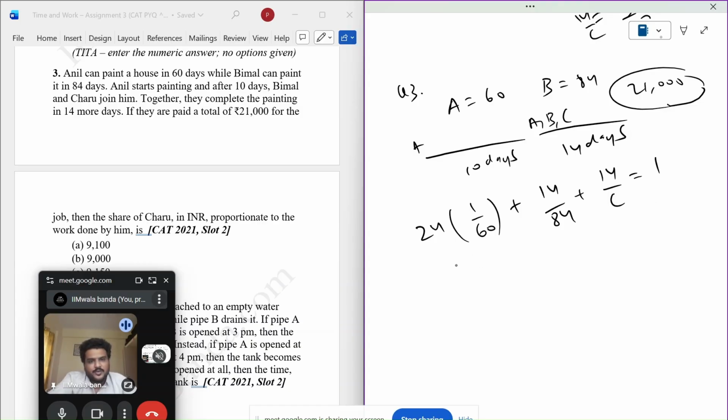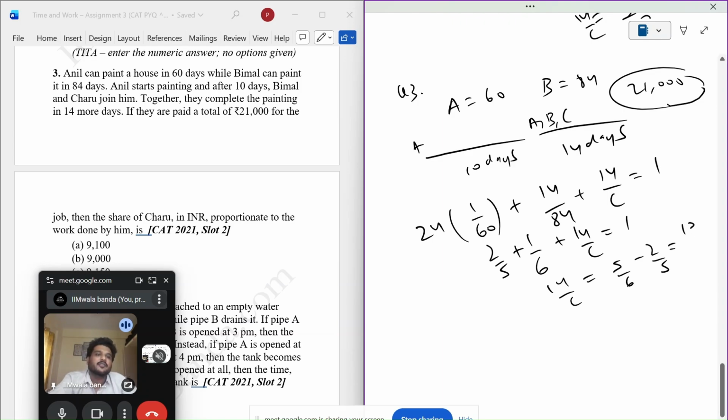So let's solve it. There's no other way. 6, 12, 18, 24. So this is basically 4 by 10 or 2 by 5. 14 by 84 is 7 by 42 or 1 by 6. So 14 by C is 5 by 6 minus 2 by 5. 25 minus 12. 13 by 30. So C is 14 into 30 by 13.